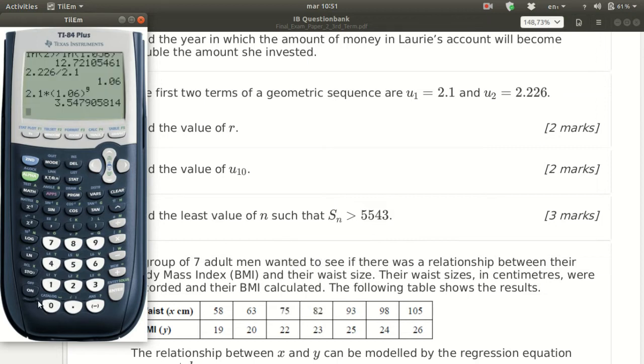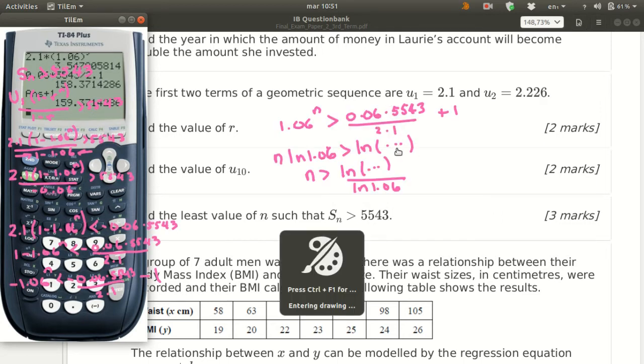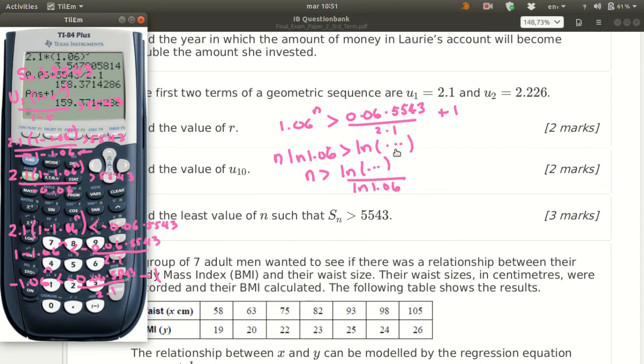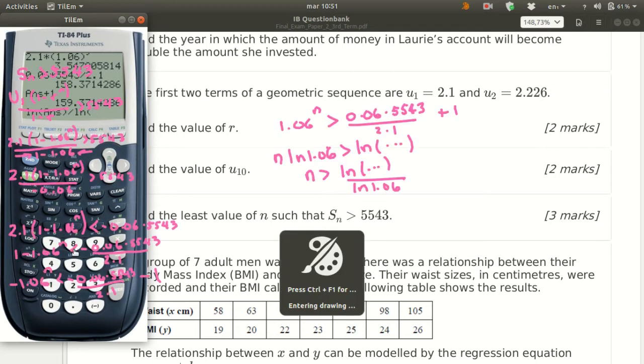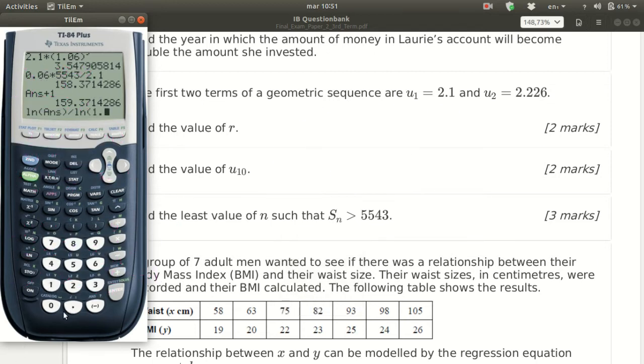Okay, so let's do the inside calculation first. So 0.06 times 5,543 divided by 2.1. Okay, I'm going to add 1. All right, so that was the inside part. That was this part that I put in 3 dots, right? And then I have to take the natural logarithm of that answer. Okay, and I'm going to divide it by the natural logarithm of 1.06.